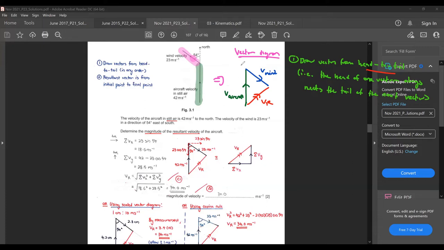So this one here you see is actually already been drawn from head to tail. You see this is the head of the green arrow meeting the tail of the blue arrow. Okay, so this is what we mean by drawing from head to tail. So after you've drawn the diagram from head to tail, any gap in the diagram is the resultant. Okay.